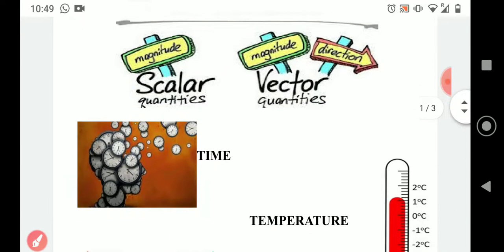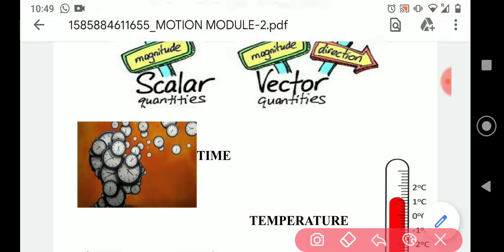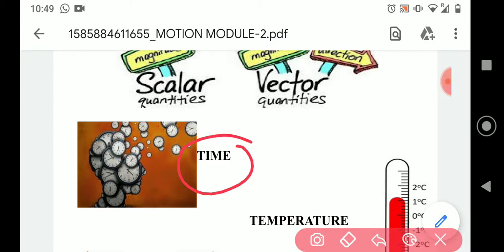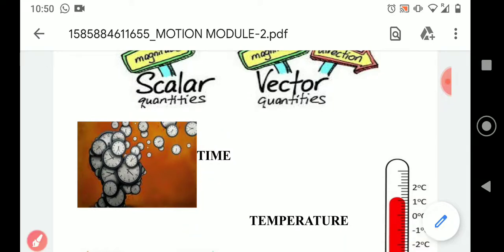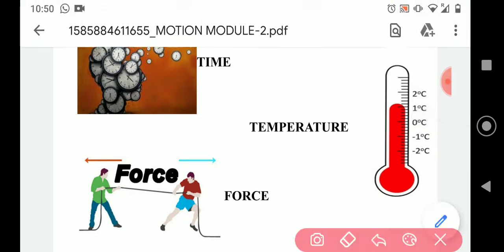Let us discuss an example. Time. What do you think? What is time? It is a scalar quantity or vector. We always write or say time as 7 p.m., 8 p.m., 6 a.m., etc. What is 7 p.m.? It is magnitude, and the quantity which has only magnitude is called scalar. So what is time? Time is a scalar quantity.